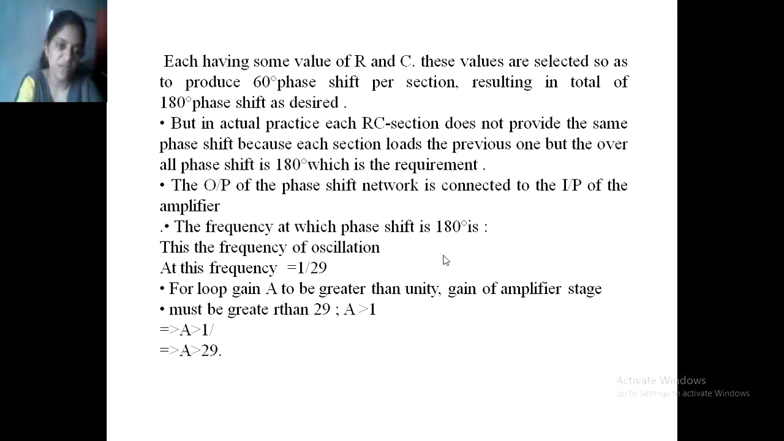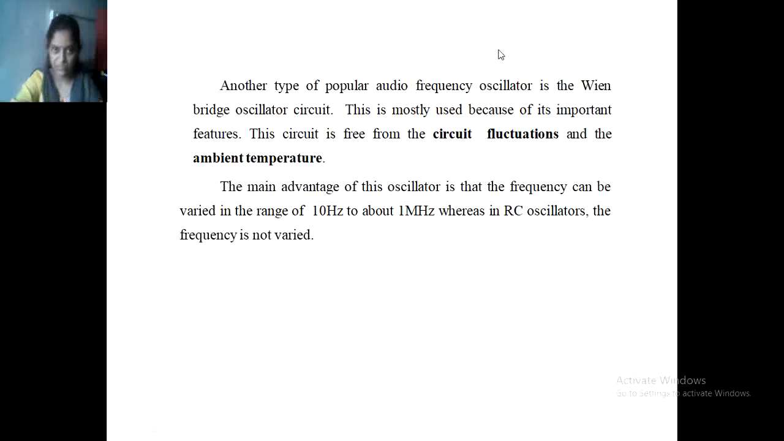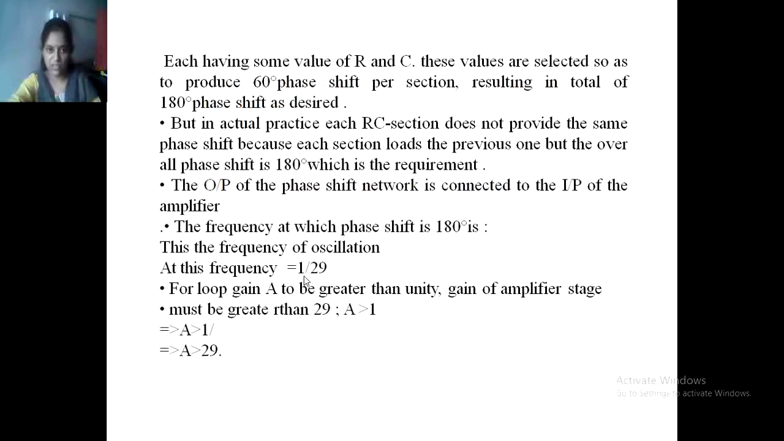So at this frequency, for loop gain to be greater than 1, the gain of the amplifier stage must be greater than 29. So A is greater than 29. Another type of popular audio frequency oscillator is the Wien bridge oscillator, which we are going to see in the next section.